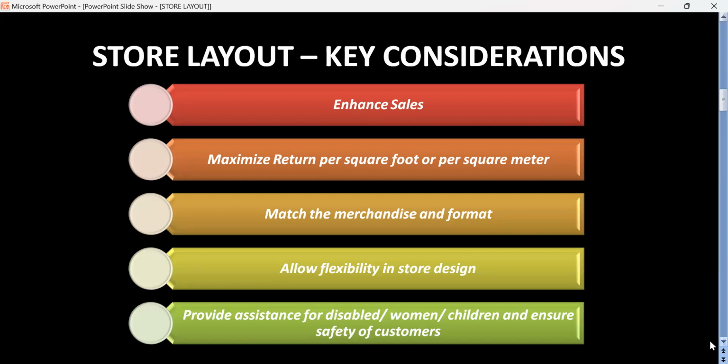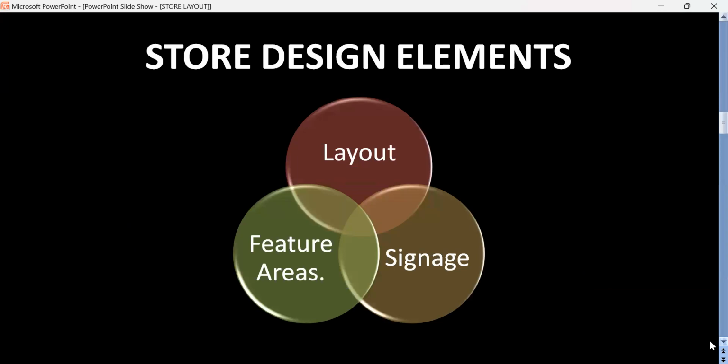There should be safety. There should be less hazard in a retail store, so that customers feel convenient visiting your store. So these are the key considerations while planning a store layout. Once you have considered all the points, the three elements you need to take care of in the store layout are the layout itself, the signages you will be using, and the feature areas.